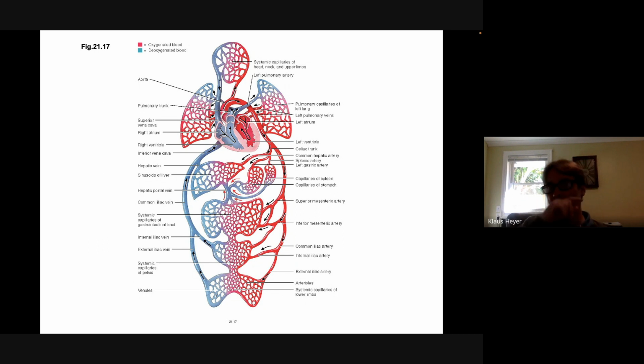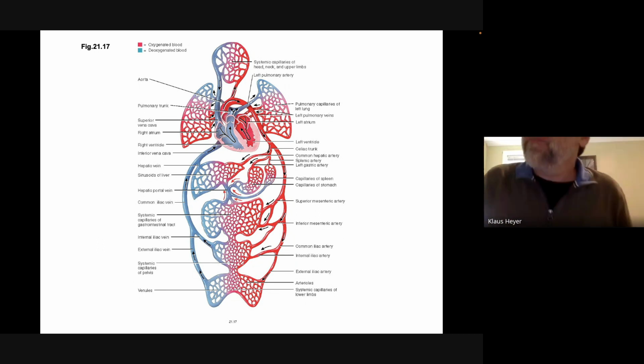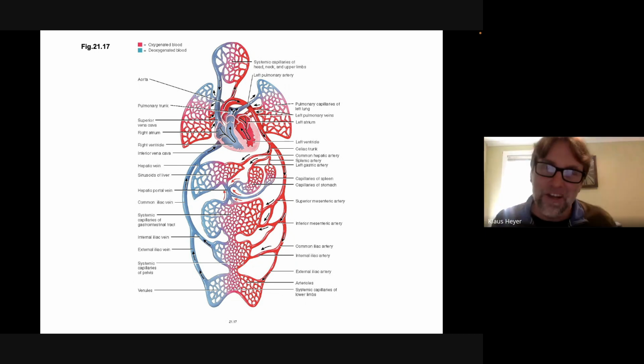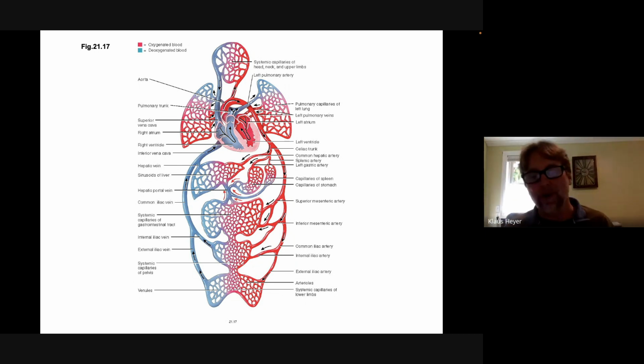So the blood's not oxygenated, it's not deoxygenated. There is kind of like this middle ground.